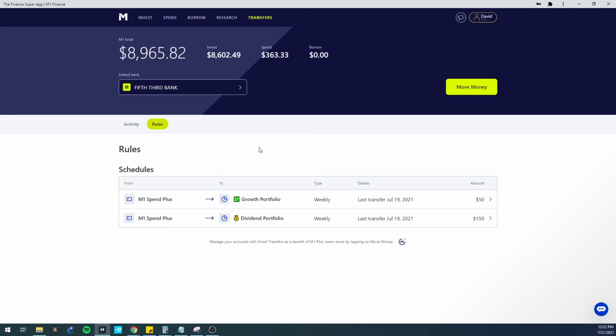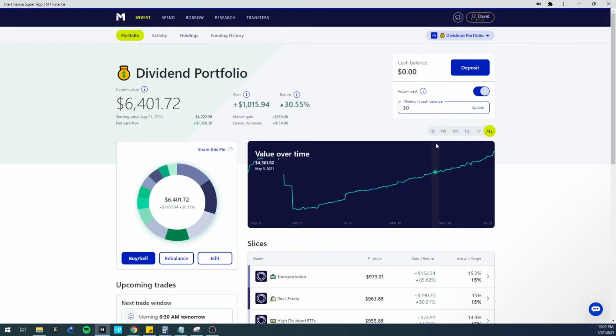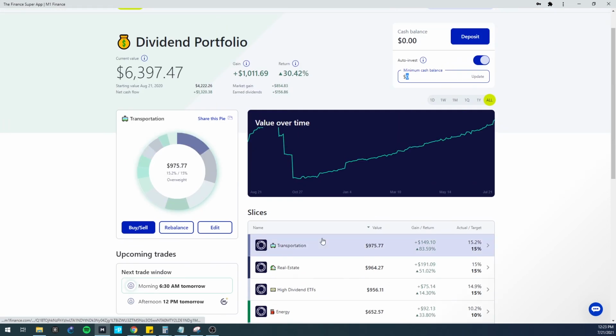So let's say you do not use M1 Spend and you just want a brokerage. You set up your rule here, but instead of sending from M1 Spend like I have, you set up your bank. You can set this up to transfer $100, and it'll automatically do that money transfer and invest that $100 into your portfolio.